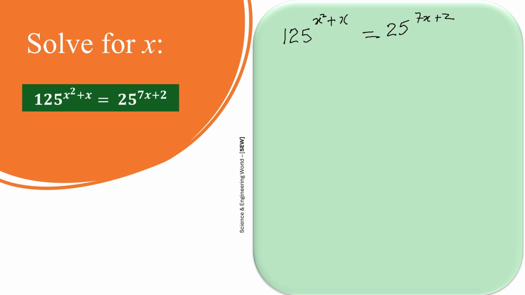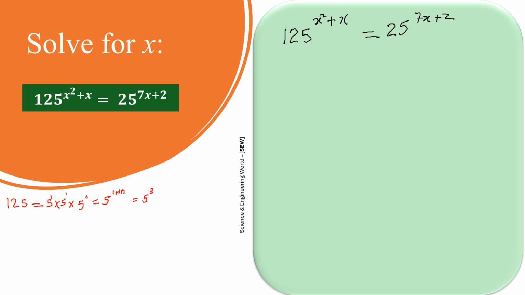125 can therefore be written as 5 times 5 times 5, with power 1, power 1, power 1. According to the law of indices, when the base is the same, we add the powers when doing multiplication. So we have 1 plus 1 plus 1, which gives us 5 cubed.